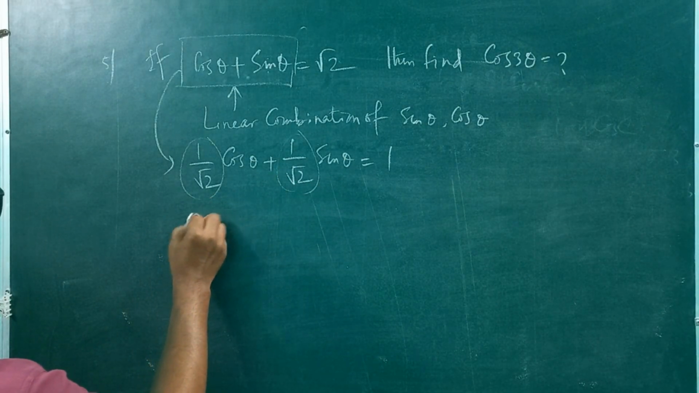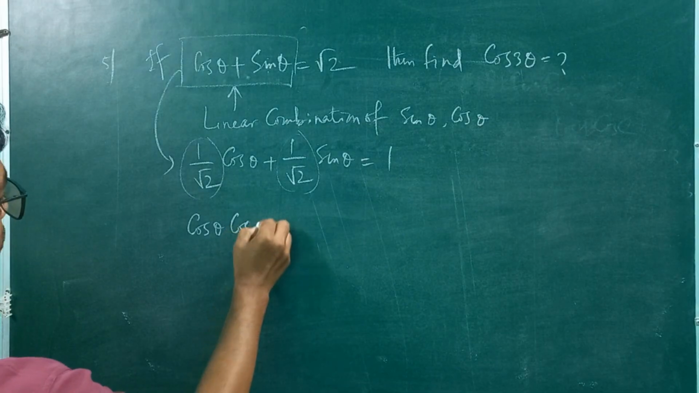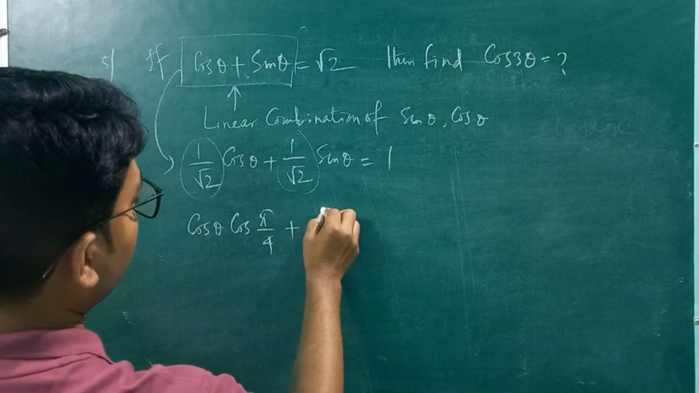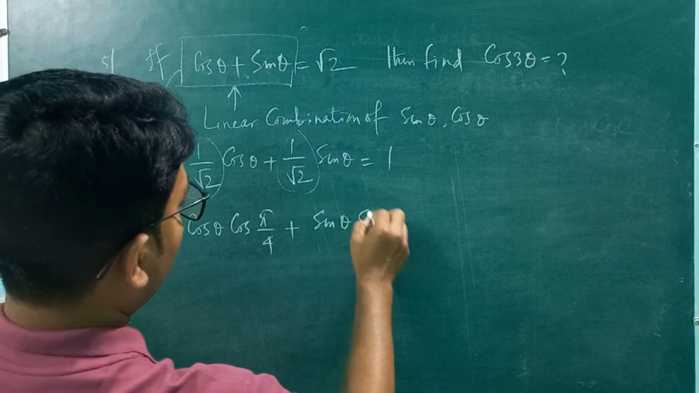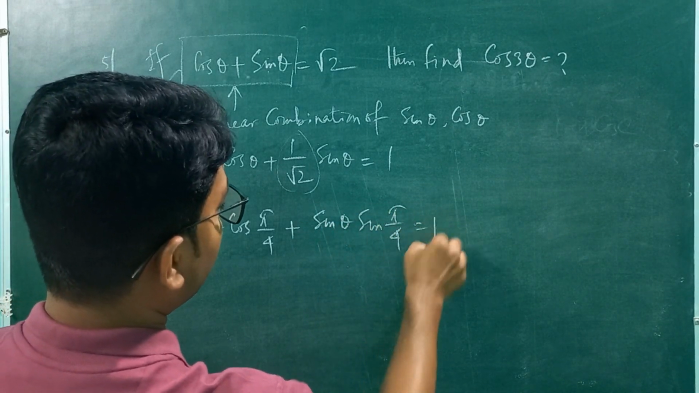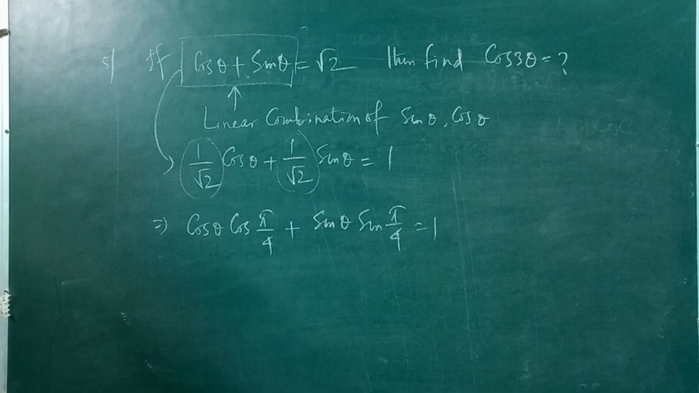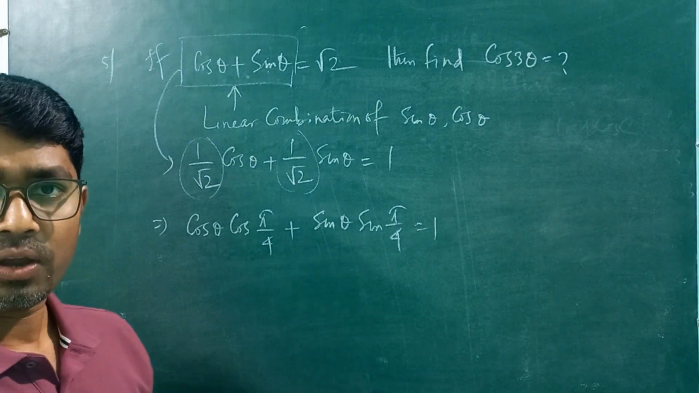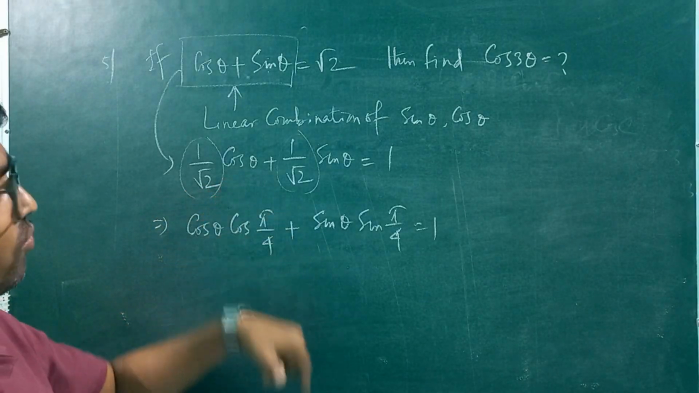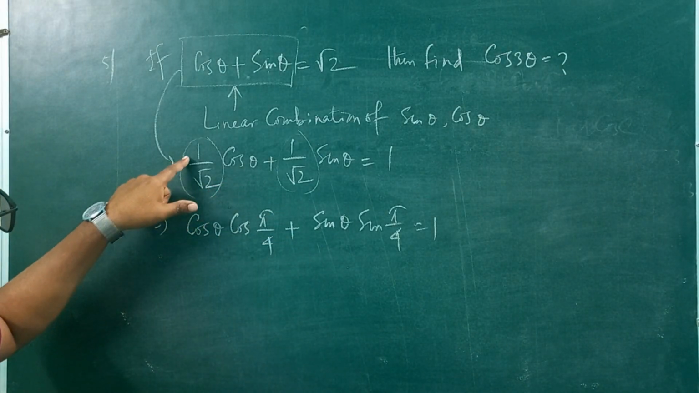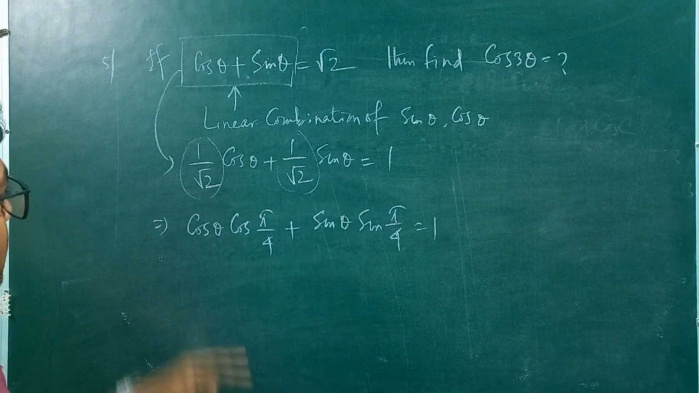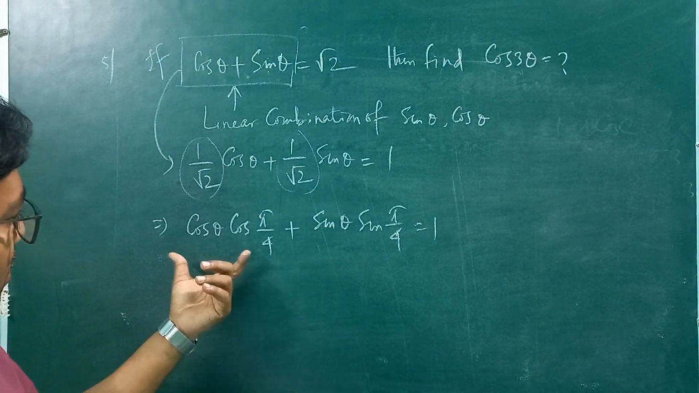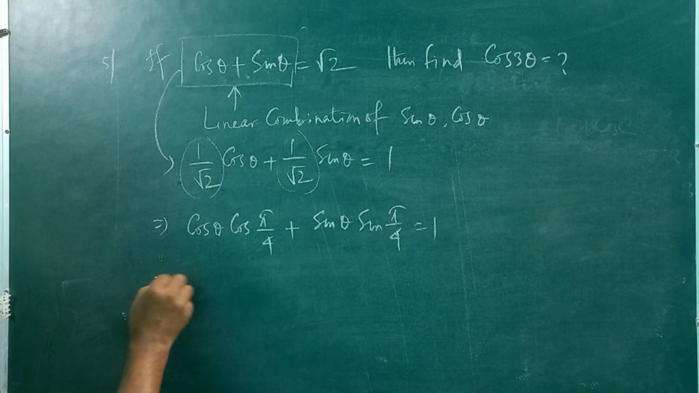1 by root 2 means cos pi by 4. This one in terms of sin, 1 by root 2 means sin pi by 4. You see, you have got the formula of cos A cos B plus sin A sin B. If anyone wants to convert this expression into sine, then you can write here sin 45, this one is cos 45. Then it will become sin A cos B plus cos A sin B. This is the sine formula, but I convert it into cos structure.